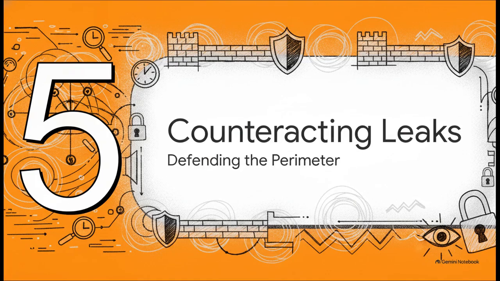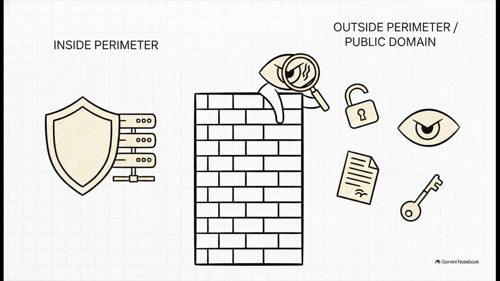Section 5. Counteracting information leaks. Defending your digital perimeter. Having seen the immense power of these reconnaissance tools and digital time machines, we have to pivot to the defensive side. How do you stop this? The answer lies in proactive defense. Protecting assets from the inside out is just not enough anymore because OSINT gathers information completely outside your firewall. You absolutely have to step outside your own perimeter.